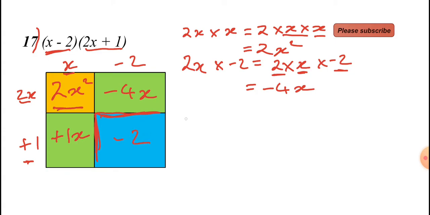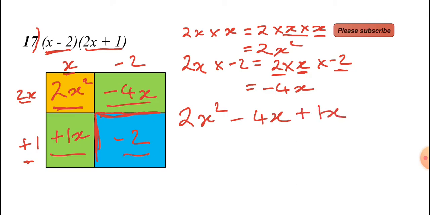So from here, I've got 2x squared. Then from here, I've got minus 4x. And from here, I've got plus 1x. And then from there, I've got minus 2. So with the 2x squared, there is nothing else to x squared, so you cannot collect like terms, it cannot be simplified anymore, so just leave that as it is.